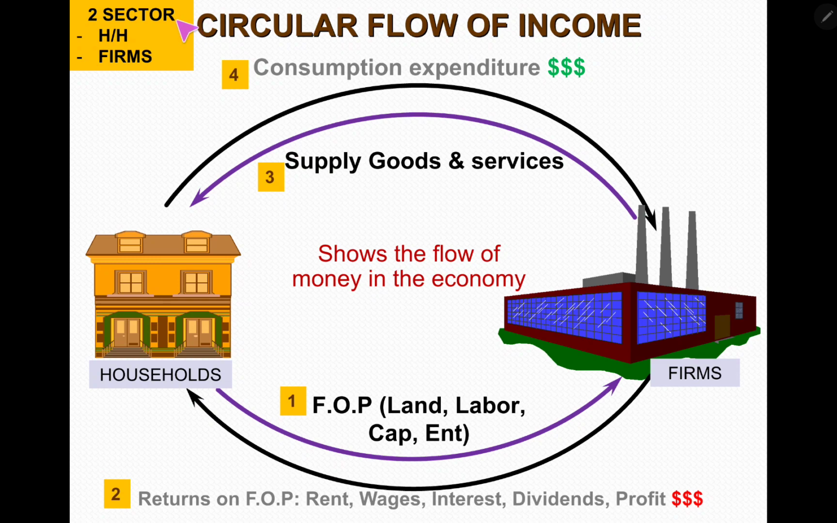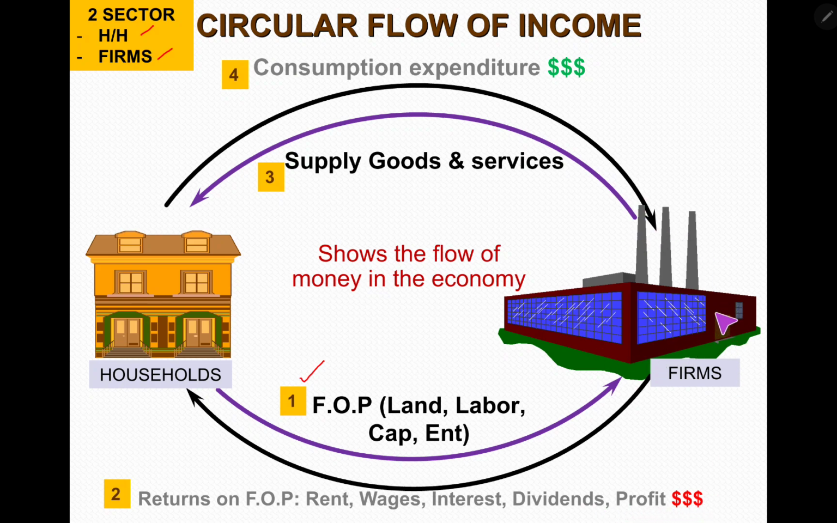So in 2 sector economy, we have household and firms in the economy, where household are the owner of the factors of production, which are the land, labor, capital and entrepreneur. So the household will supply the factors of production to the firms, and in return they will receive income from these factors of production in the form of rent, wages or salaries, interest or dividend as well as profit.